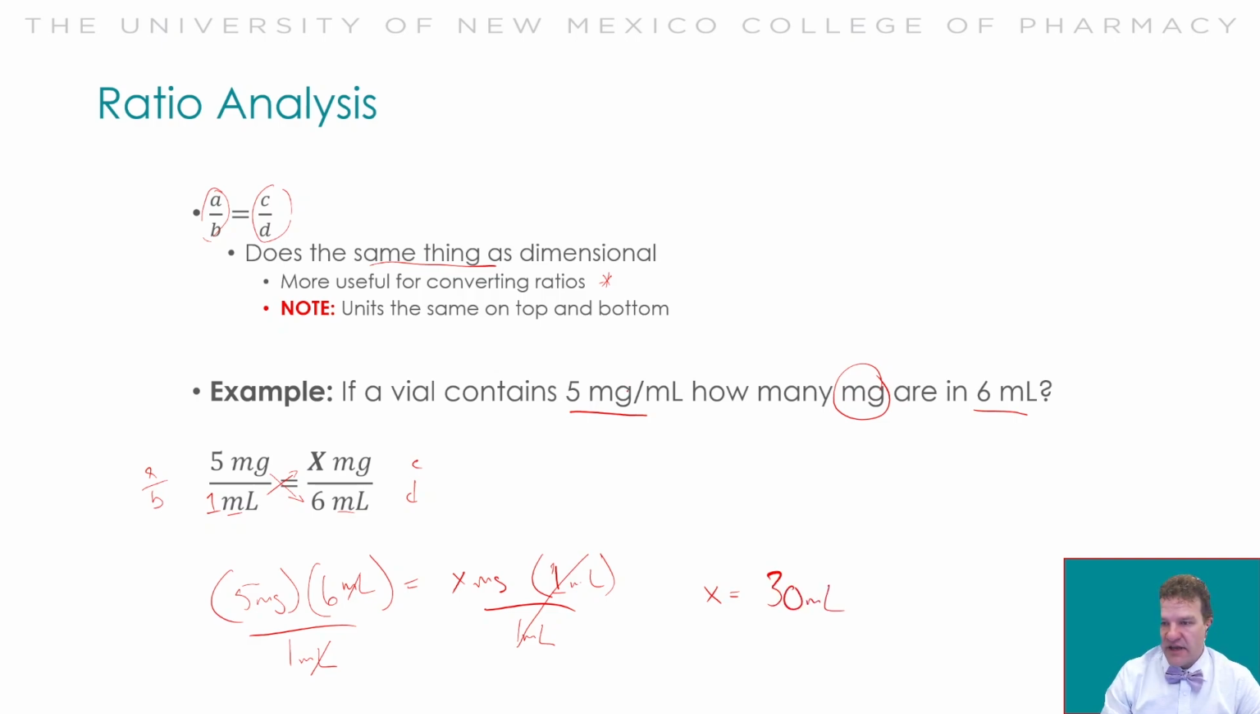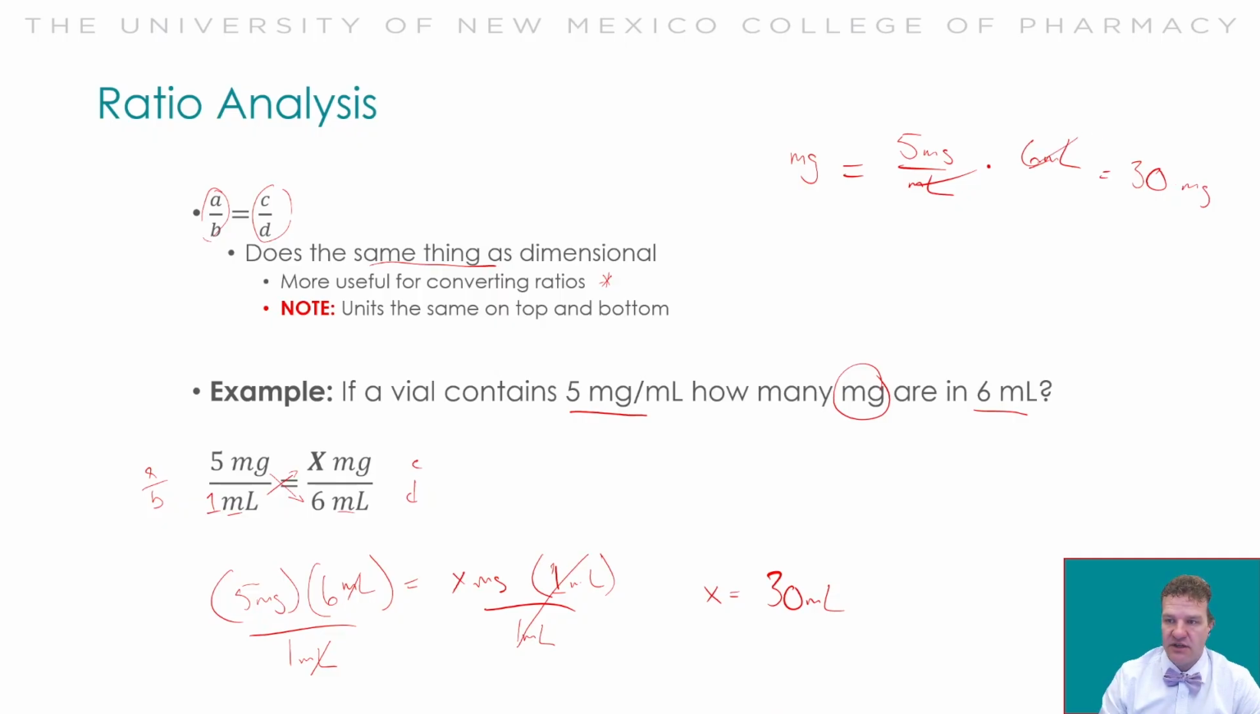Now, you could have done that in a simpler step using dimensional. So we could do this with dimensional. So we want milligrams. We're given 5 mgs per mil, and we're given 6 mils. Those cancel, okay? And so we just do 5 times 6 equals 30 milligrams, okay?